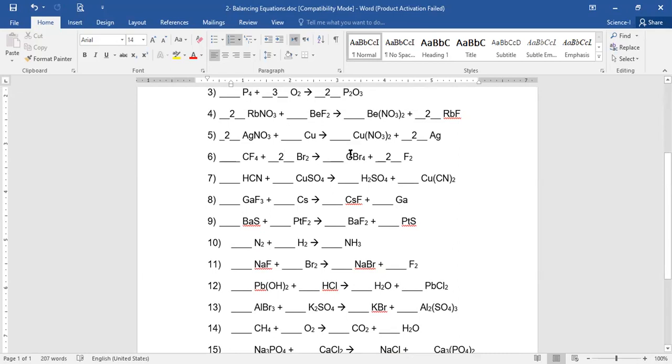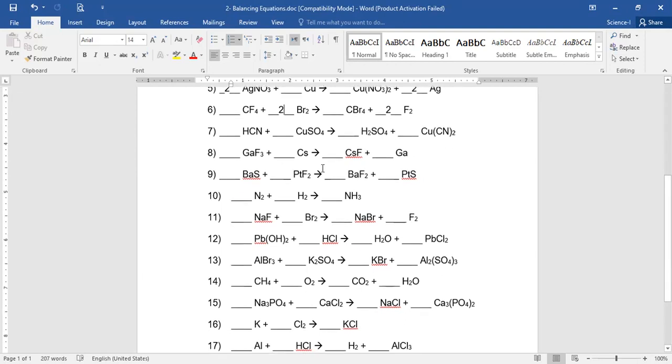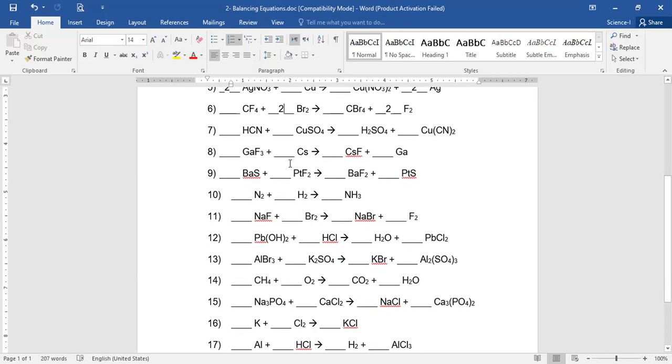Okay. So here, let's see. So HCN plus CuSO4 yields H2SO4 plus CuCN2. So here, let's find these guys. Who can answer this with me? Maya, could you please?